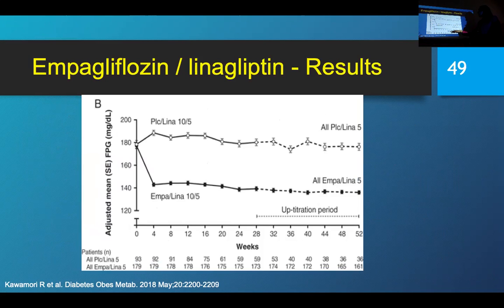This is also a graph showing the adjusted mean lowering in the fasting blood glucose, and on the x-axis there is time, and we're following patients also with a combination. There was a lowering in the fasting blood glucose compared to the linagliptin placebo group. At week 24, we started up-titrating the empagliflozin from 10 milligram to 25 milligram.